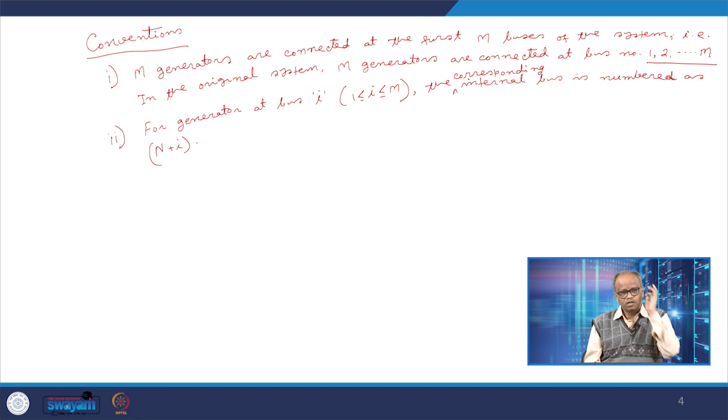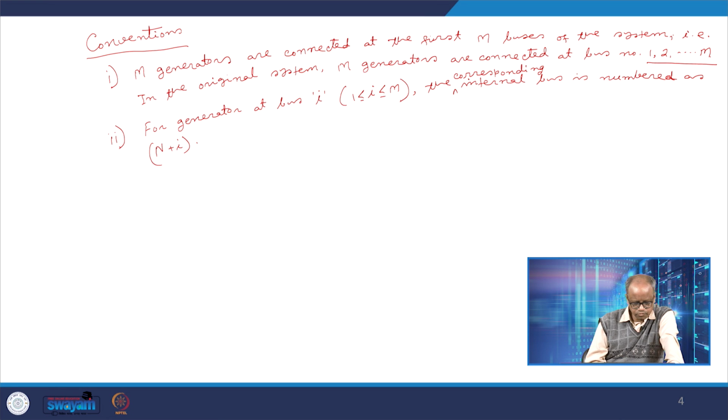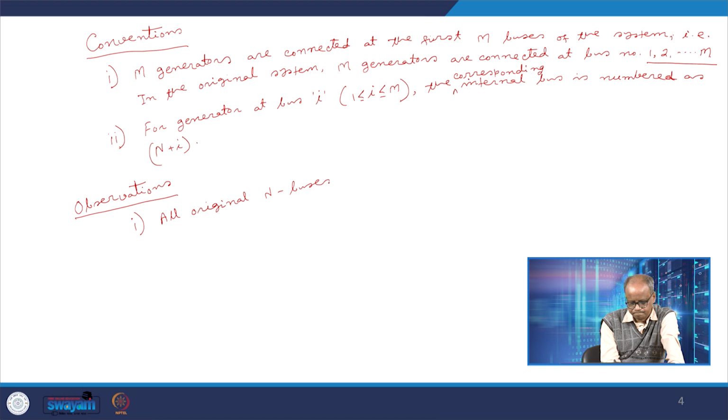Now, as we discussed earlier, the original buses are all unbalanced buses. So therefore here bus 1, bus 2, bus 3, bus 4, these are all unbalanced buses. Now we should also make some observations. Observation 1 is all original n buses are unbalanced buses.